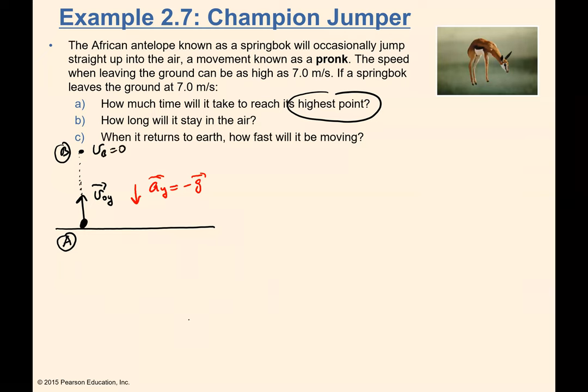Then it's going to start falling down. Now, when it's falling, this is the direction of the velocity, which matches the direction of acceleration. So the object actually speeds up as it's going down. And that's kind of what we have. But let's say right now for part A, it says, how much time will it take for it to reach its highest point? So let's see what we have.